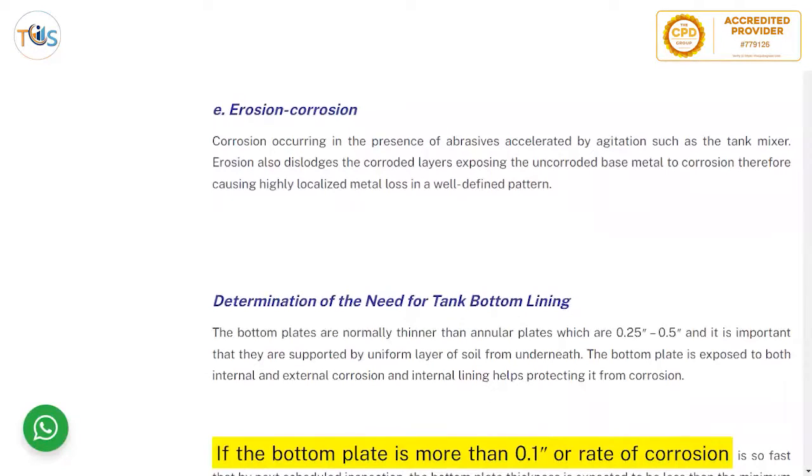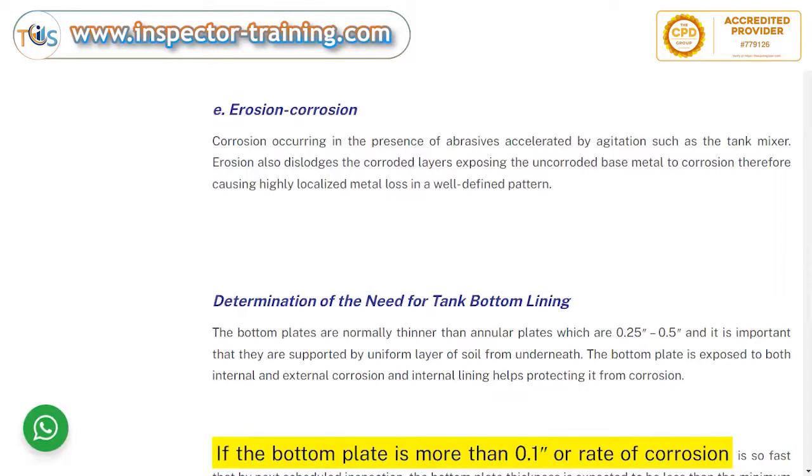Erosion corrosion. Corrosion occurring in presence of abrasives accelerated by agitation, such as the tank mixer. Erosion also dislodges the corroded layer, exposing the uncorroded base metal to corrosion, therefore causing highly localized metal loss in a well-defined pattern.